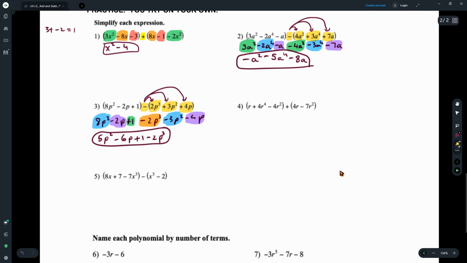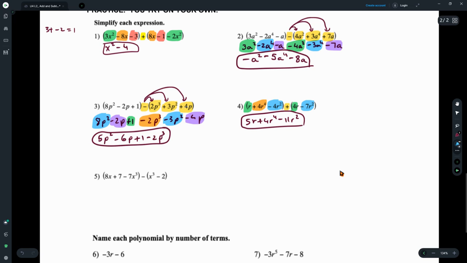The next problem here is an addition. So you don't have to do anything if it's an addition, you just add it straight. So do R with R: I have 1R plus 4R is 5R. Then this guy here, R to the fourth, positive. There's no R to the fourth back there, so it just stays. And then the last one is this and this. Negative and negative gives you more negative, so negative 11R squared.